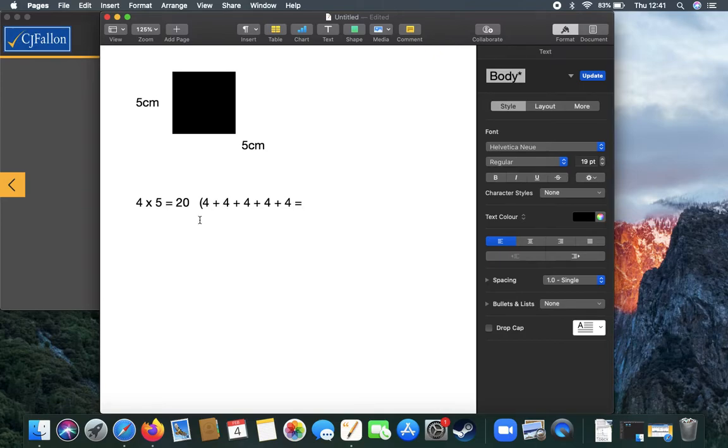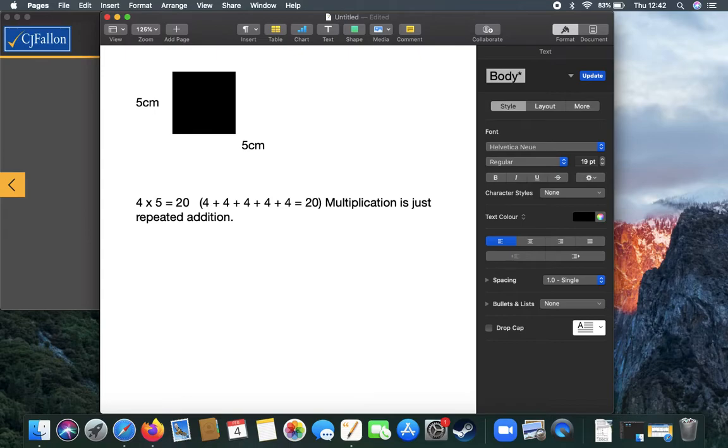When I do that, 4 plus 4 is 8. 8 plus 4 is 12. 12 plus 4 is 16. 16 plus 4 is 20. So I add the first two 4s and get 8, and I keep that answer while I add on the next 4 to make 12. I keep 12 and add it to the next 4, which is 16. Keep 16, add it to the next 4, which is 20. So multiplication is just repeated addition.